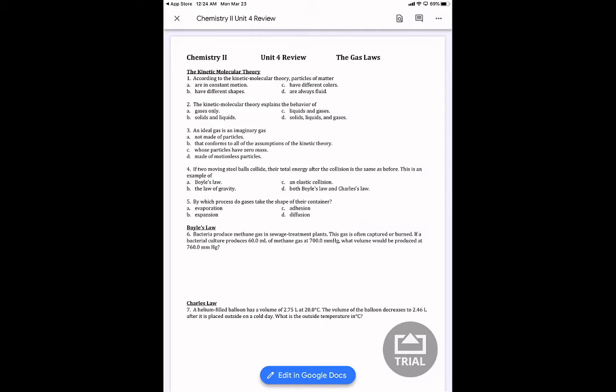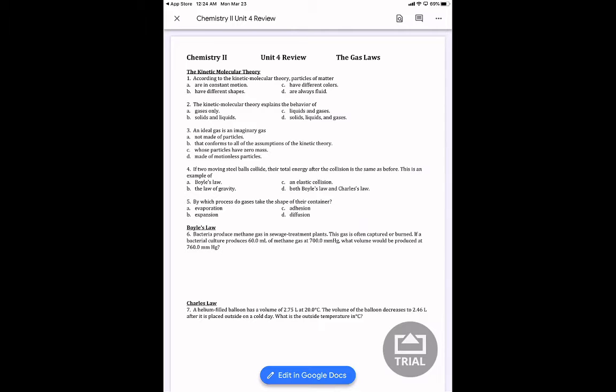Number 2, the kinetic molecular theory explains the behavior of solids, liquids, and gases. If you remember, we talked about the motion and speed and space between solids, liquids, and gases. We took those notes, so the answer to that one would be letter D. It explains the behavior of solids, liquids, and gases.